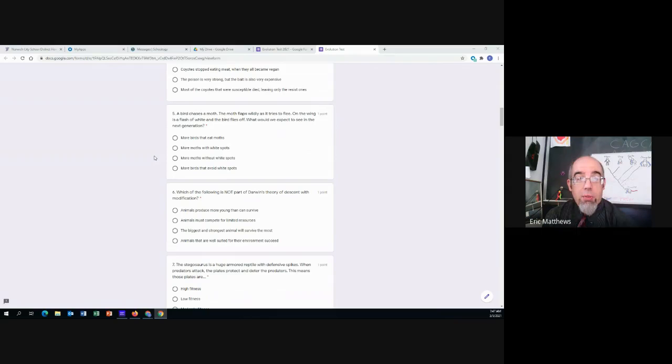So the bird chases the moth to eat it. The moth tries to get away, but on its wing is a patch of white, and as it flaps, that flashes and the bird flies off. What would we expect to see in the next generation? More birds that eat moths, more moths with white spots, more moths without white spots, or more birds that avoid white spots?